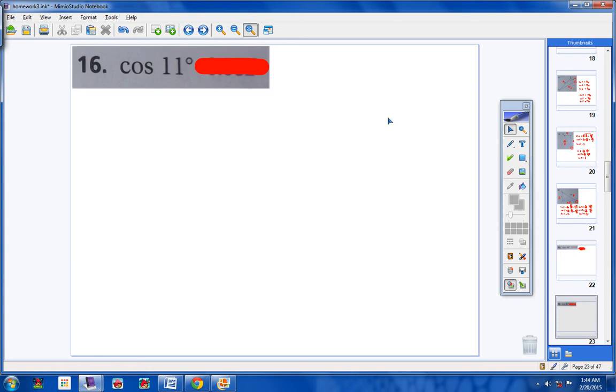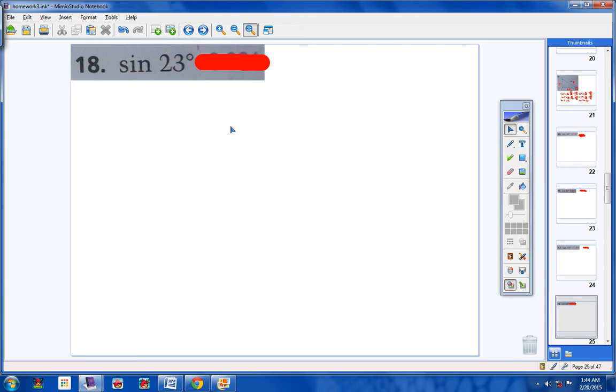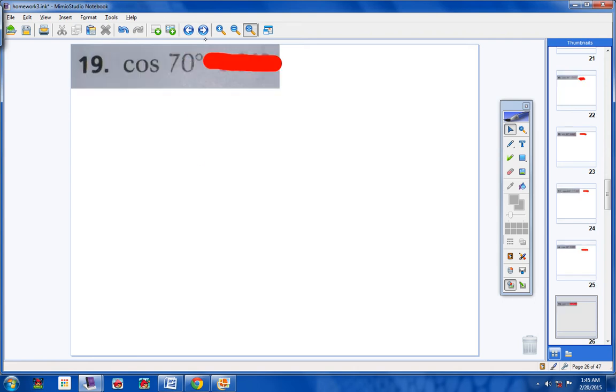Number 16, cosine of 11, type that into your calculator, and you should get 0.982. Number 17, the tangent of 85, and you will get 11.430. Just type that into your calculator. Number 18, the sine of 23. Type that into your calculator, and you will get 0.391. Number 19, type into your calculator cosine of 70, and you will get 0.342.